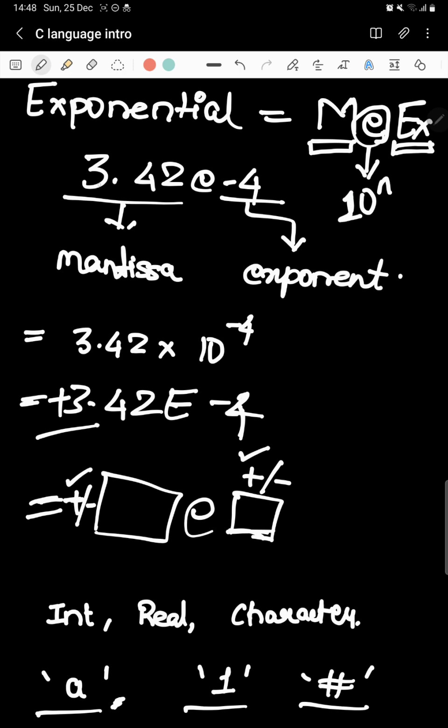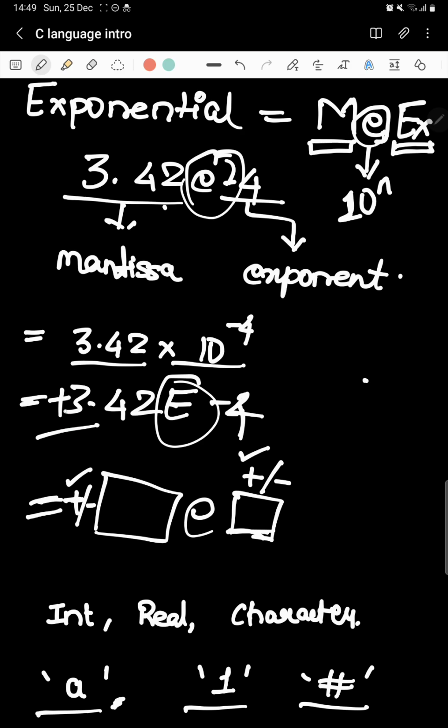So when we write 3.42 e minus 4, then it is a real number in exponential form. This real number consists of two parts separated by e. The first part is called mantissa and the second part is called exponent. Now this e can be either small or capital, it doesn't matter. So how do we interpret 3.42 e minus 4? It is interpreted as 3.42 into 10 to the power minus 4.